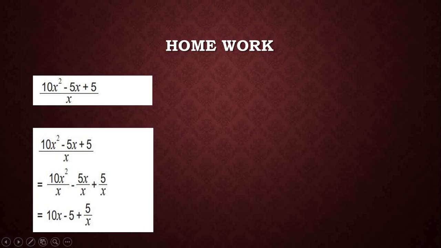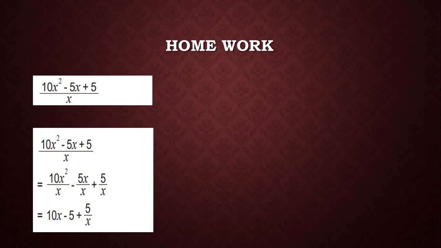So what you're going to do from there, remember the laws of exponents. If you have 10x to the power of 2 divided by x, you will subtract the exponents. Therefore you should be sitting with 10x to the power of 2 minus 1, which gives 10x as a product, minus 5x divided by x, you are going to get 5x to the power of 1 minus 1, which is 0. X to the power of 0 is 1. 5 times 1 is 5, which is what you have there. 5 divided by x, there's nothing you can do there, so you leave it as a fraction.